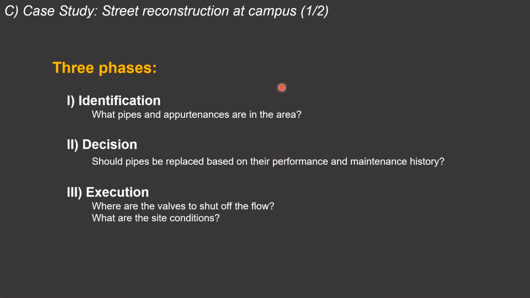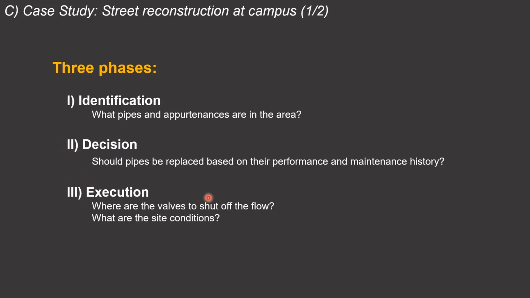For the case study, I chose a street reconstruction process at the campus, which I discussed with Andrea as a good case to test the model. I divided this simulated project into 3 phases. In the first one, we identify what lies under the street that is going to be reconstructed. In the second one, we examine the maintenance history and the performance of the pipes to decide where they should be replaced or kept when the street is resurfaced.